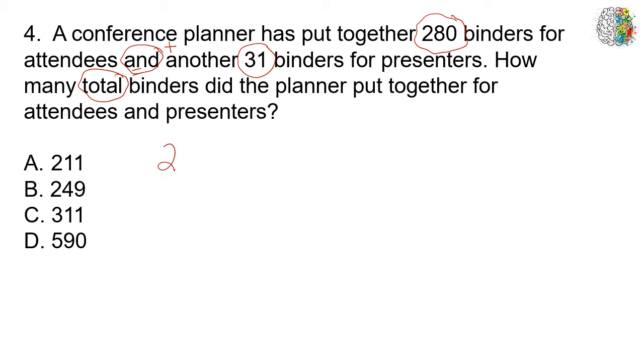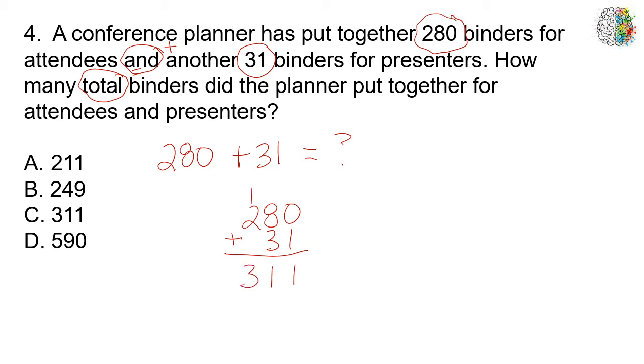So that tells us we're going to take 280 plus 31, and we want to know what does that equal. So let's write it up, align it correctly, align it to the right. We're doing addition again. 0 plus 1 is 1, 8 plus 3 is 11, 2 plus 1 is 3, 311, and that is option C.